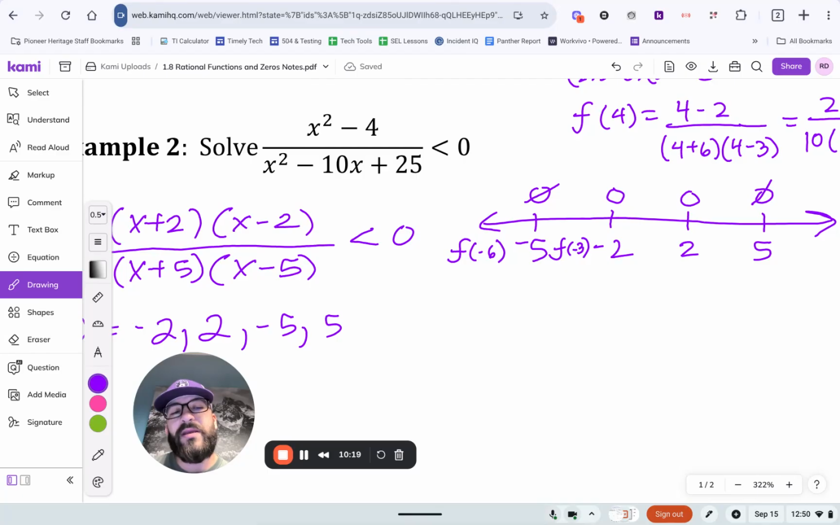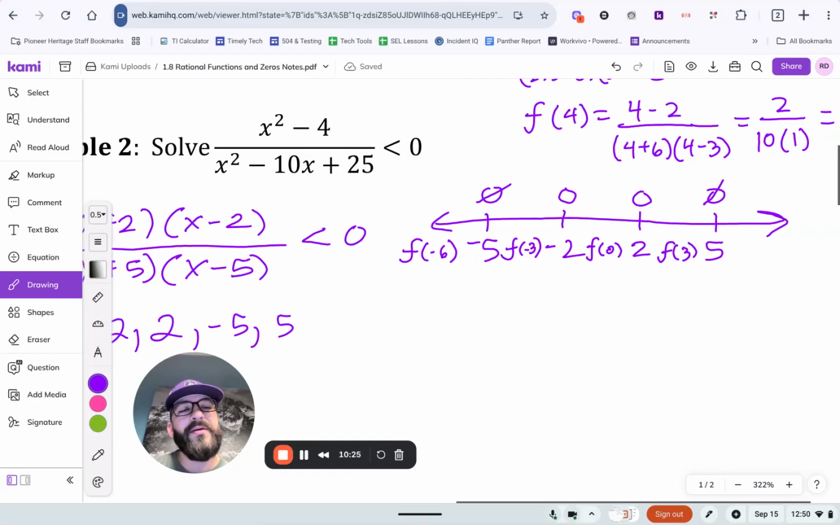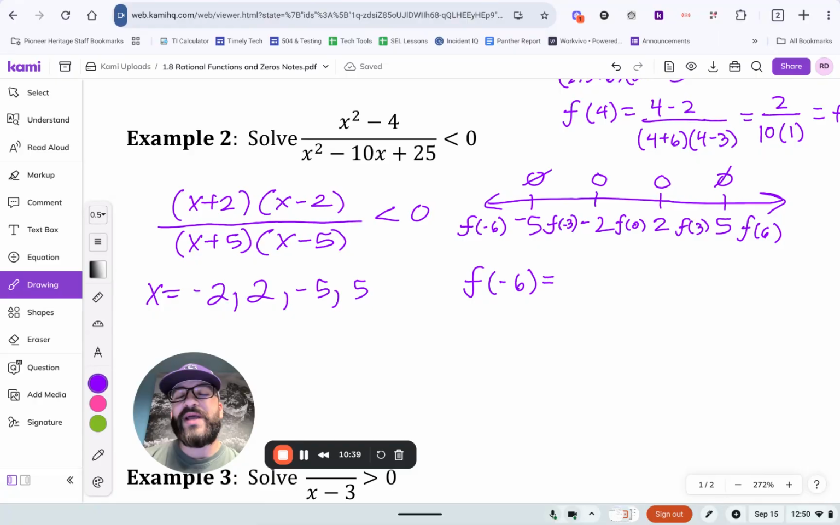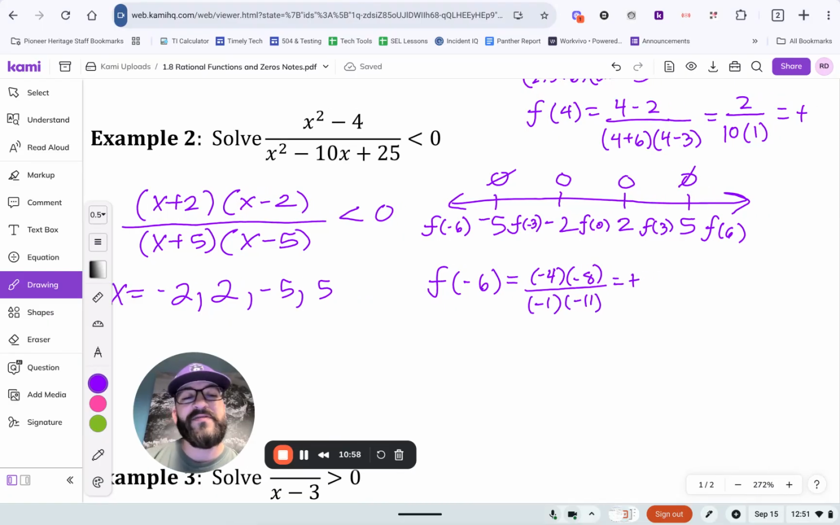Let's do -3, f of 0, f of 3, and f of 6. So plugging these all in, f of -6. See, I'm going to see if I can do my math a little bit quicker this time. Plugging in -6: -6 plus 2 would give me -4. -6 minus 2 would give me -8. -6 plus 5 would be -1. And -6 minus 5 would be -11. 4 negatives would give me a positive.